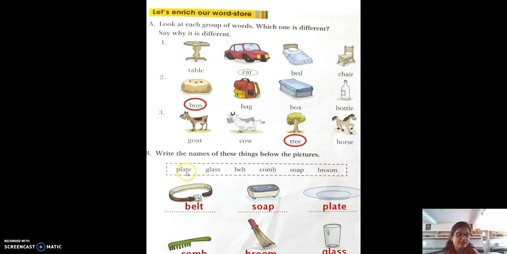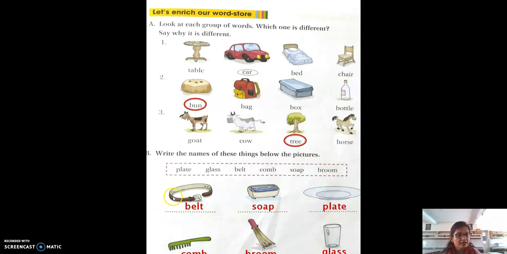Now, we are going to read out the words that are given in the help box. Please have a look at the cursor where Pushpanjali ma'am is keeping the cursor, and you are going to keep your first finger on that word, and you are going to read it along with me. Clear? Now, the first word is plate, glass, belt, comb, soap, broom.